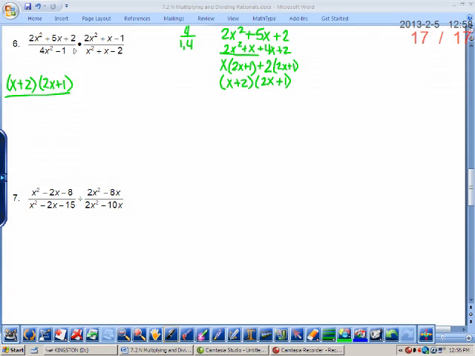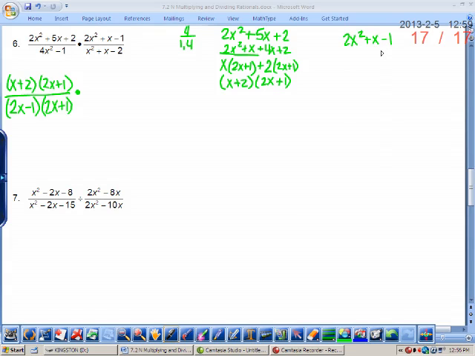All right, what about that denominator? 4x squared minus 1. Good, that's a difference of squares, so 2x minus 1 times 2x plus 1. Now what are we going to need to factor? Yep, I've got 2x squared plus x minus 1.